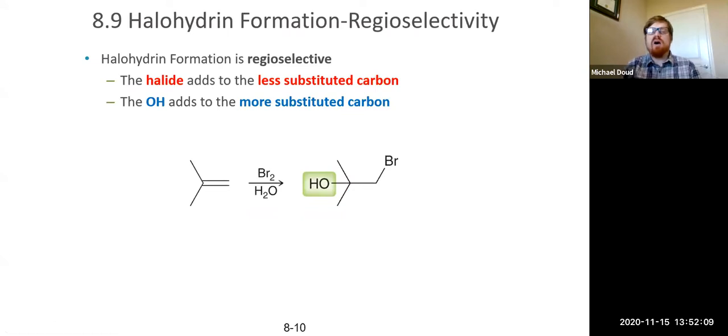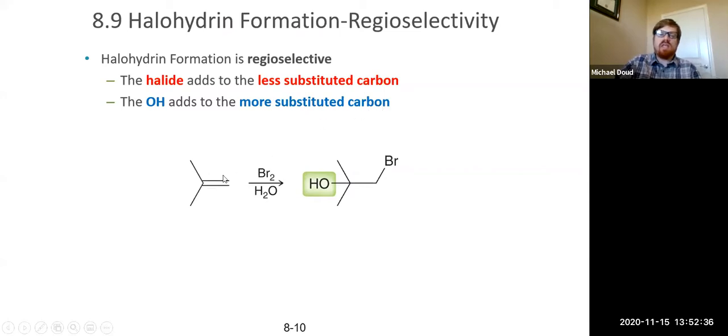Okay. Now, we didn't have to worry about regioselectivity for bromination or halogenation because you just add the same thing. So there's not really going to be a preference. But halohydrins, halohydration is regioselective. So the halide is going to add to the less substituted carbon, and the hydroxide is going to add to the more substituted carbon.